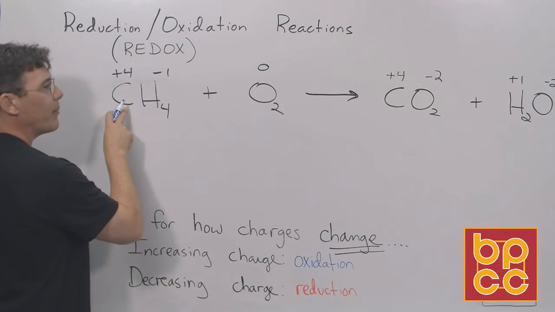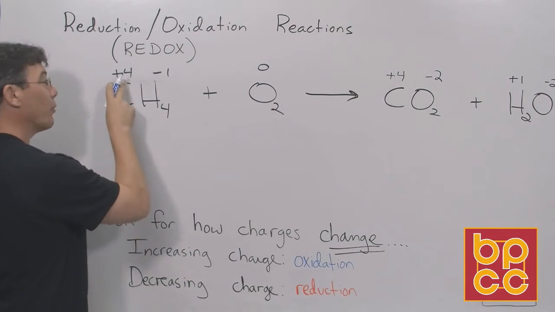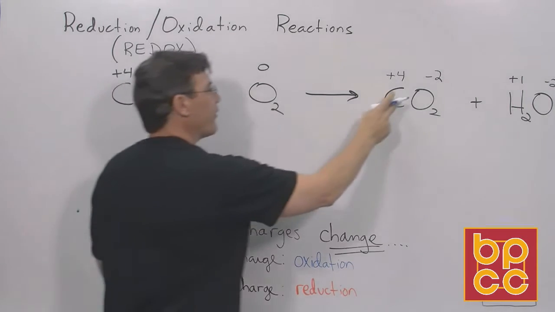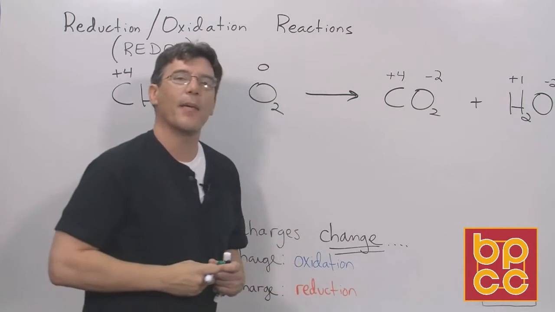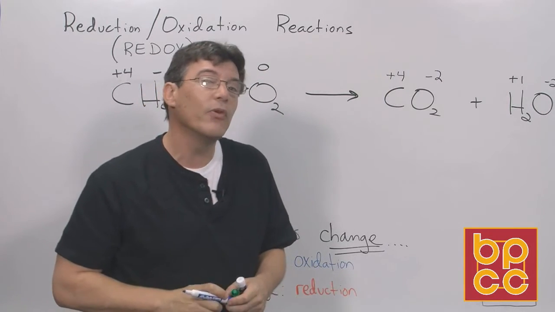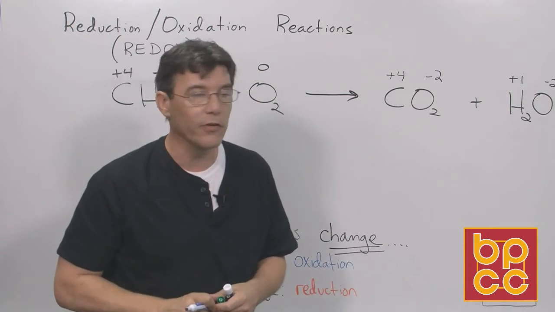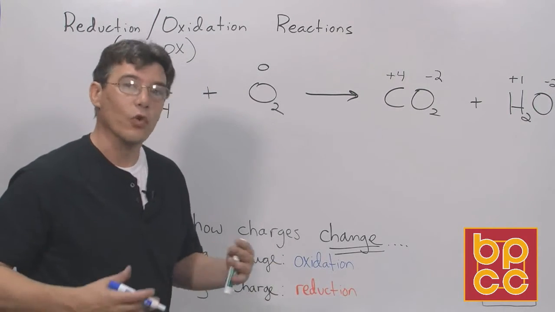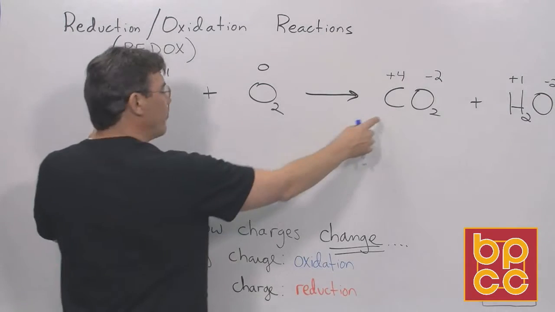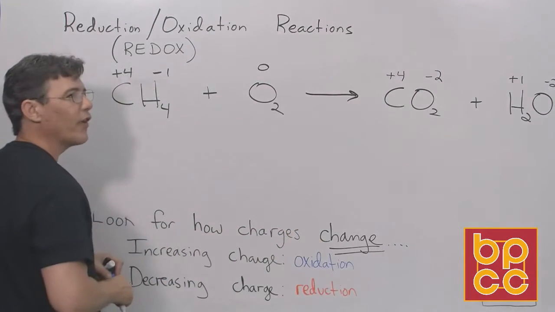Let's look at what happened to carbon from the reactant side where it was +4 to the product side where it was, well, it is still +4. So nothing happened, and that'll often be the case. You'll usually have one element that doesn't change. In this case, the carbon was neither oxidized nor reduced. It stayed the same. Its charge did not change from one side to the other.